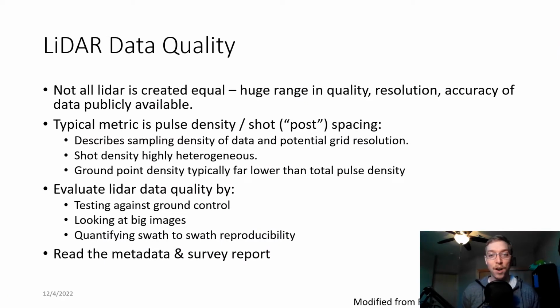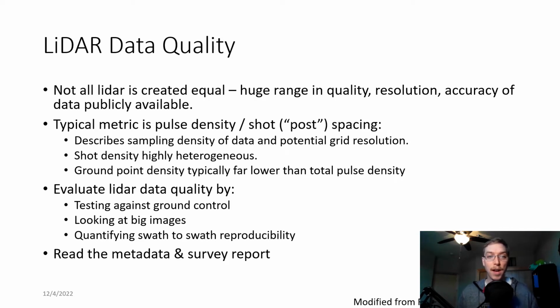So, LiDAR data quality. Not all LiDAR is created equal. There's a huge range in quality, resolution, and accuracy of data publicly available. A typical metric is pulse density or shot spacing. Basically, the density of points per meter, for example, describes the sampling density of the data and the potential grid resolution. Shot density is highly heterogeneous. Ground point density is typically far lower than the total point or pulse density.